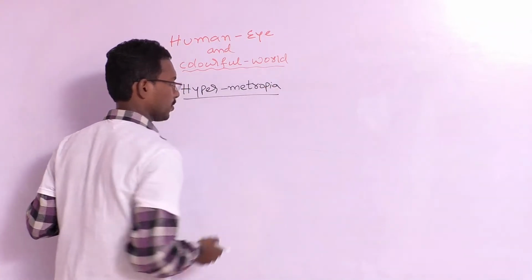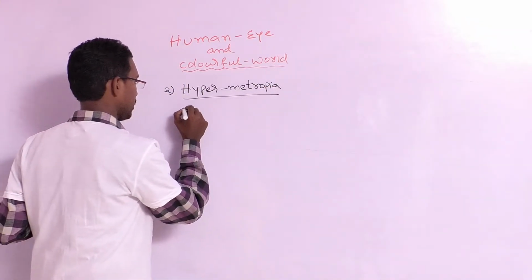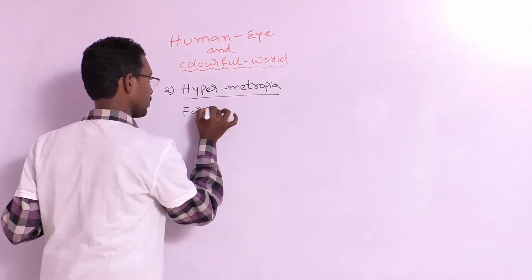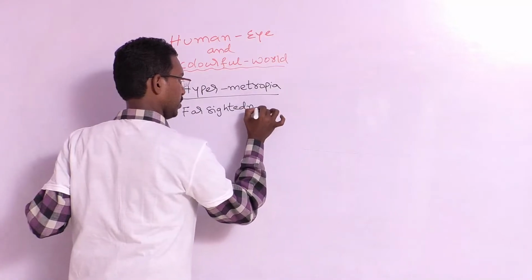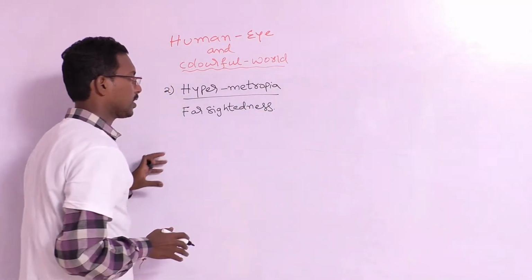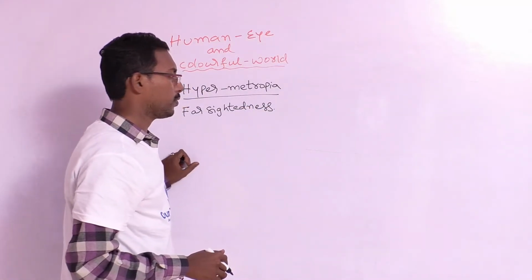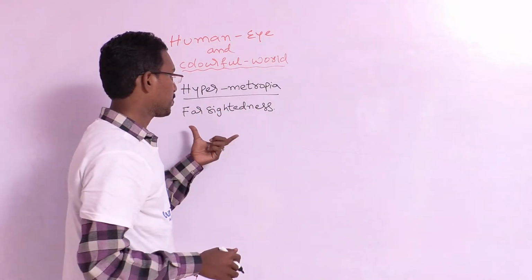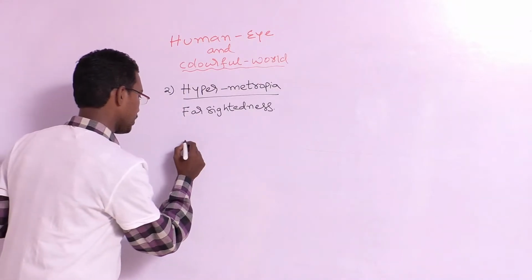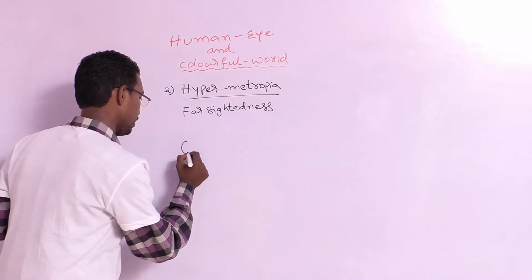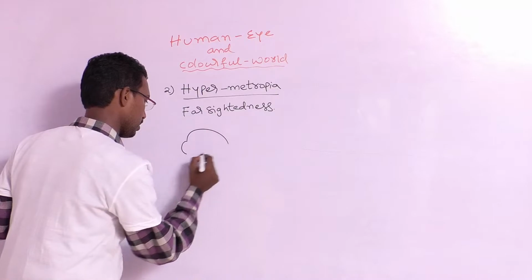This defect is also known as farsightedness. It means the person who is suffering from hypermetropia is able to see far objects, but is not able to see near objects. If you try to draw the ray diagrams for this defective eye, the diagrams could be like this.